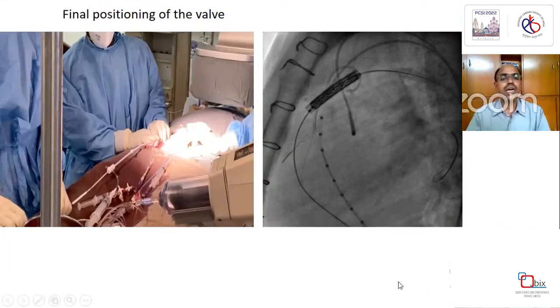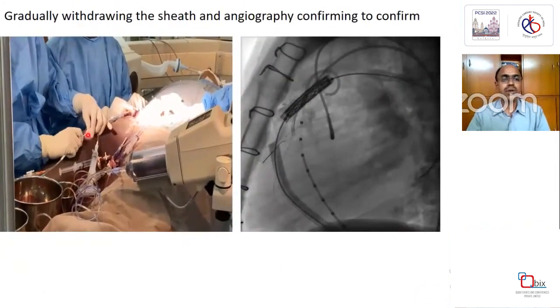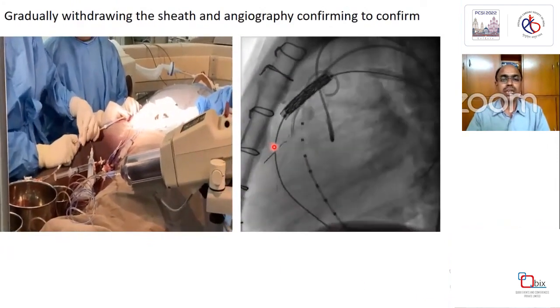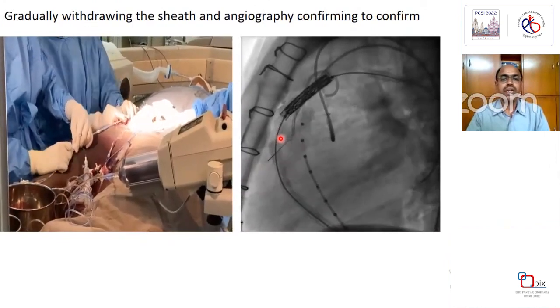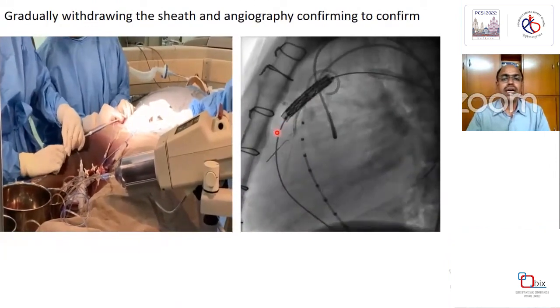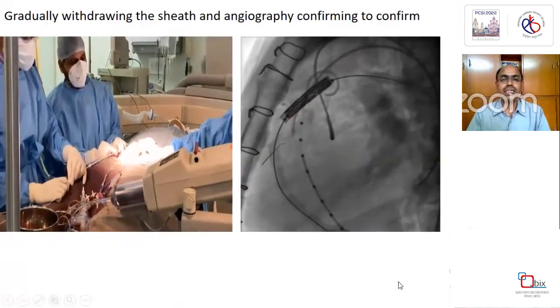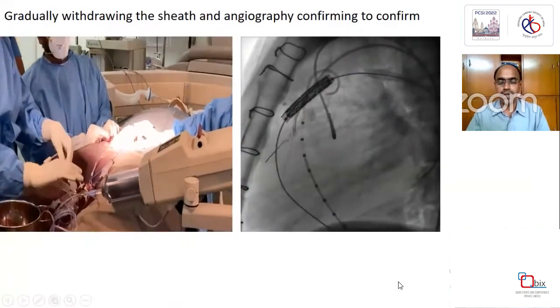The outer sleeve is slowly getting removed and an angiogram is done from the outer sleeve, indicating that the Melody valve with the Andra stent is fully exposed into the region of the conduit.